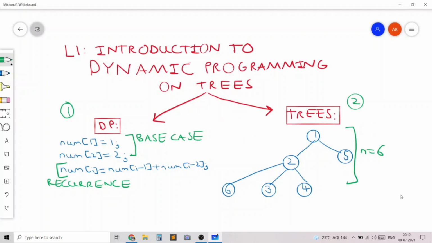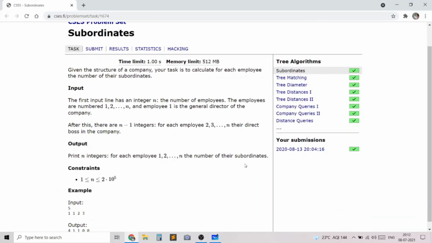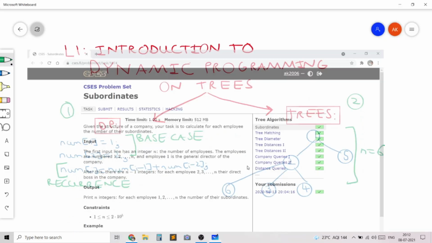Hello everyone. In the first lecture of this Dynamic Programming on Trees course, I will introduce the concept of DP on trees by first stating the general way to approach a DP on trees problem and then coming up with the logic to solve this CSES problem.